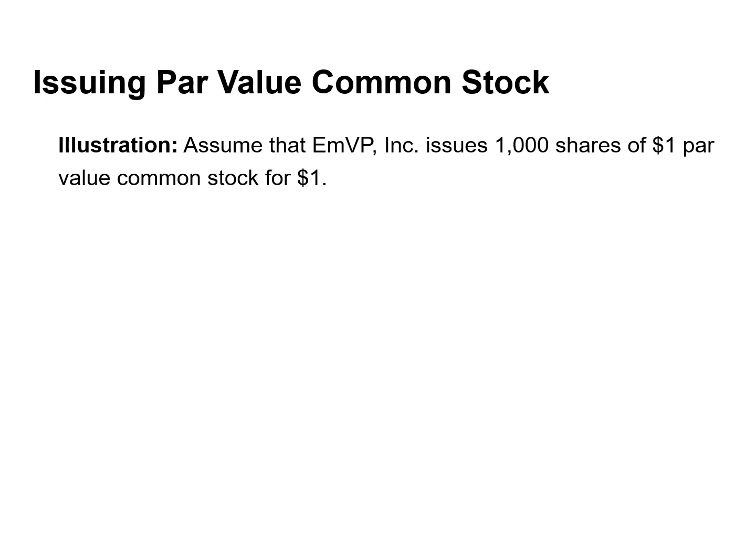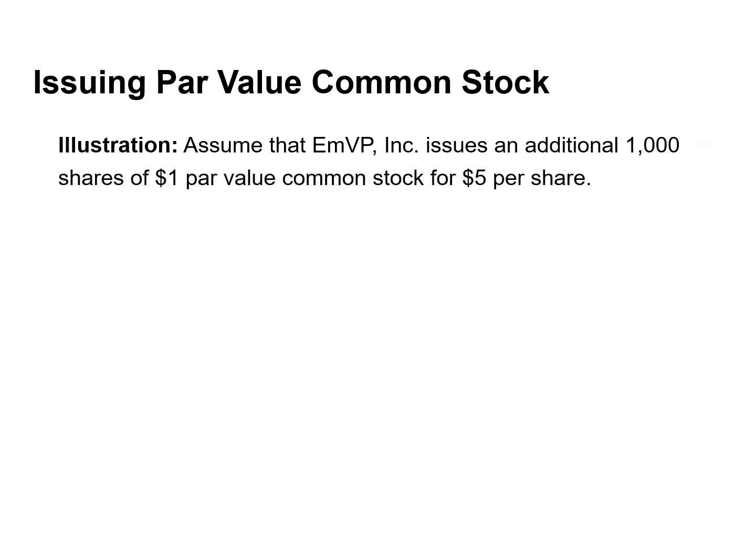The entry to record this transaction results in a debit to cash for $1,000 and a credit to the common stock account for the same amount. To determine the amount, you simply multiply the number of shares issued by the par value per share.